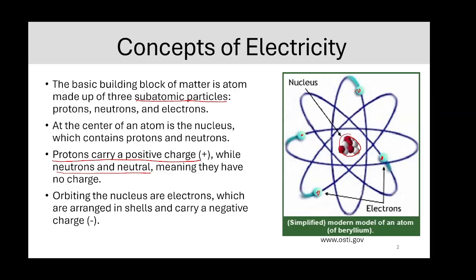Electrons are arranged in distinct shells and carry a negative charge. Protons carry a positive charge and electrons carry a negative charge, and these electrons orbit this nucleus in different shells. The arrangement of these subatomic particles is what gives every element its unique properties. So based on the protons, neutrons, and electrons, every element has its unique properties.